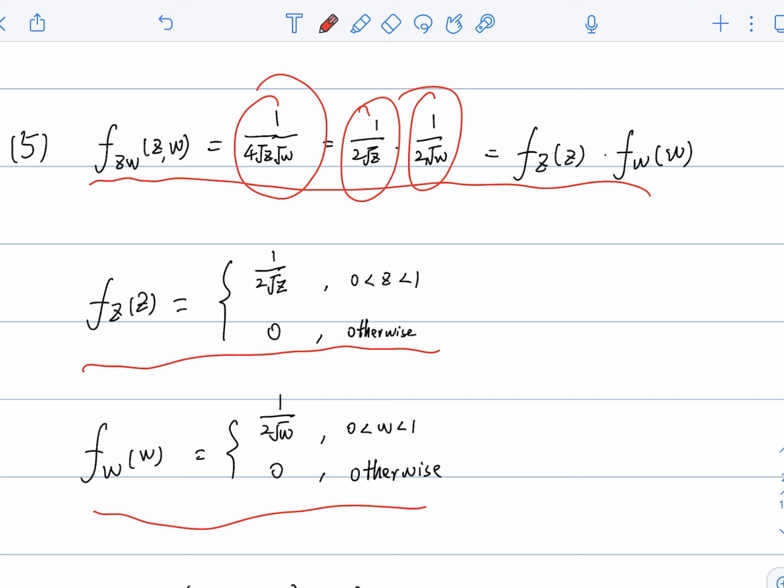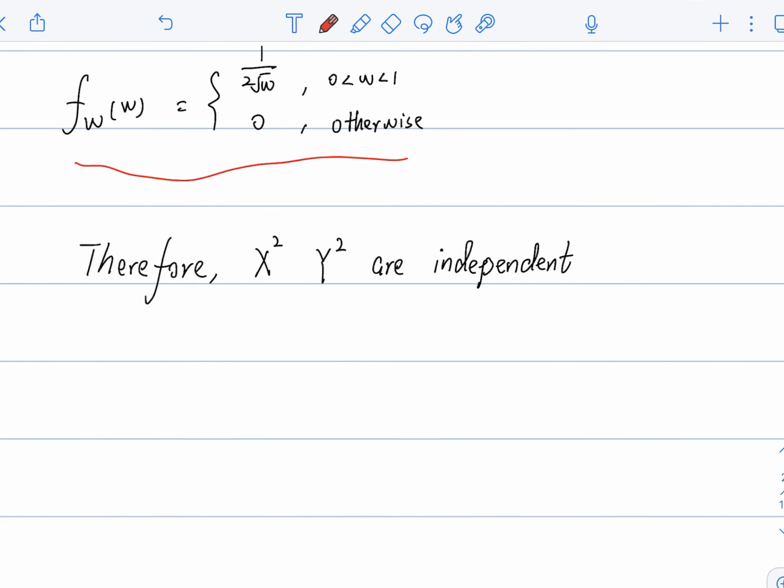So it is equal: f(z,w) is equal to f(z) multiplied by f(w). So X squared and Y squared are independent. So now question 1 has been completed.